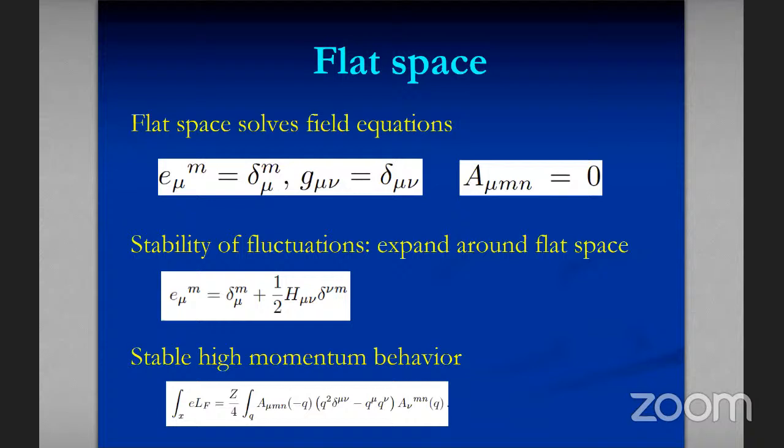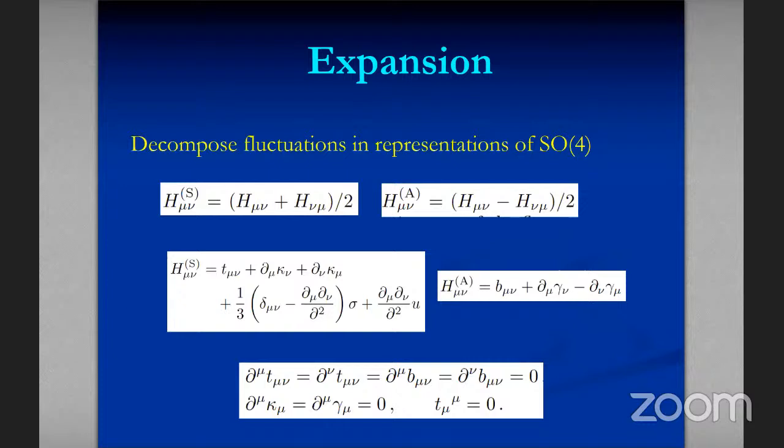So you decompose the Vierbein fluctuations in representations of SO4. There's a symmetric part, which is essentially the same as for the usual metric fluctuations. So in particular, it contains the graviton, and there's an antisymmetric part. Once you have this expansion, you insert it into the action and you look at the quadratic part of the action.